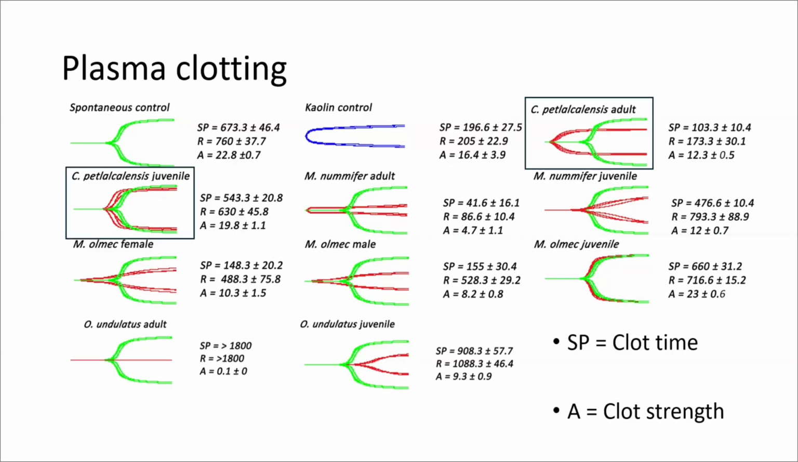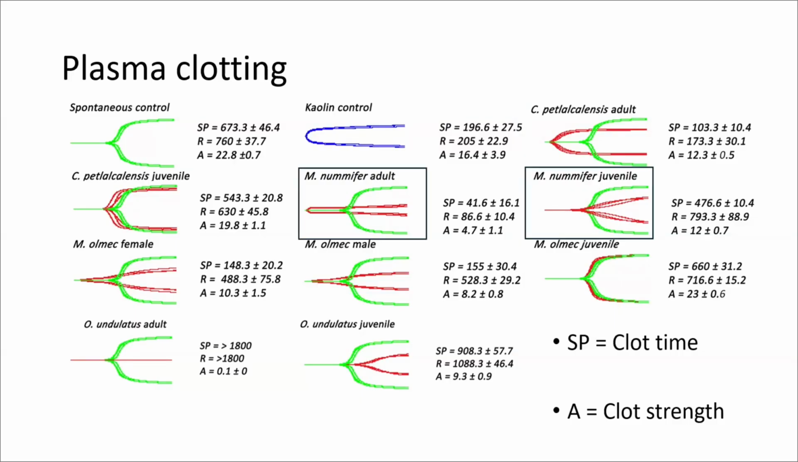Starting off with Metlapilcoatlus, the adult showed kind of classic pseudo-procoagulant activity, where it's fast but weak clots compared to the spontaneous control. And the juvenile counterpart was pretty much overlaid on the spontaneous control, so it wasn't really acting on plasma. With Metlapilcoatlus numifer, the adults showed a lot weaker clots, and they were formed a lot faster than the juveniles. So it looks like it's more of a potency thing, where adults are more potent than the juvenile counterparts.